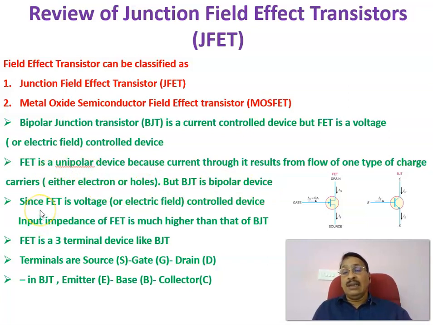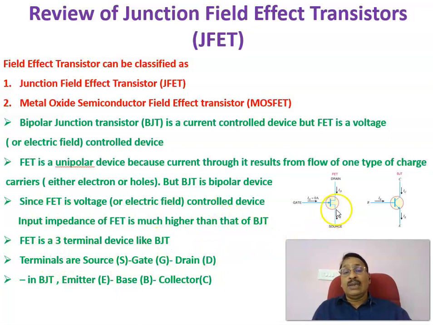The third difference is that since FET is a voltage control device, or electric field control device, the input impedance of FET is much higher than that of a bipolar junction transistor. That's the important difference. Input impedance is much higher for a FET compared to a bipolar junction transistor. This is a good advantage of JFET over BJT.